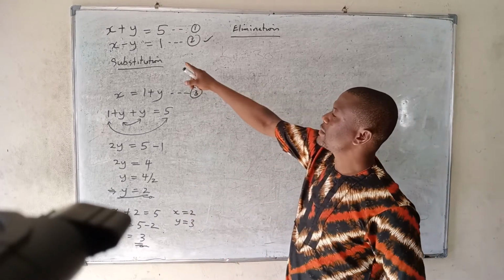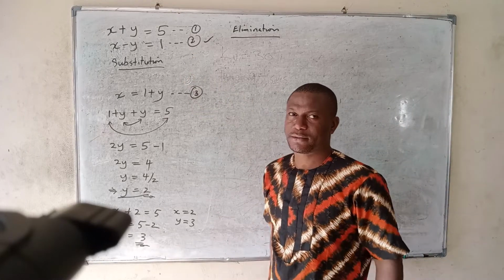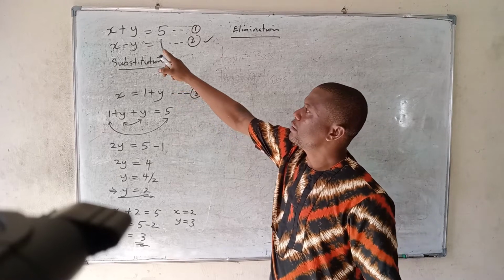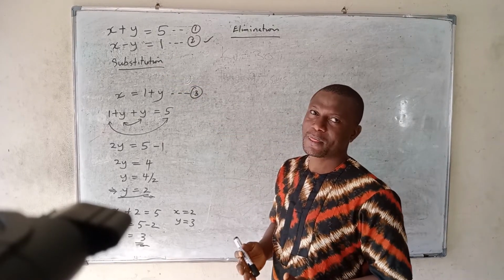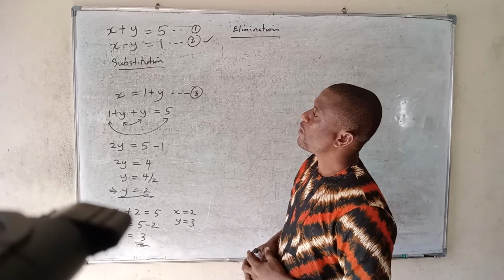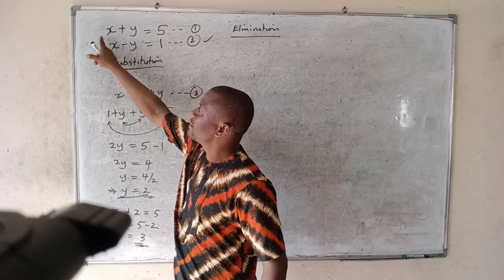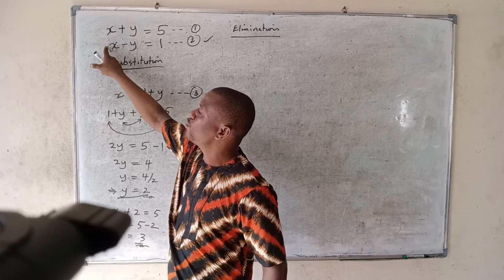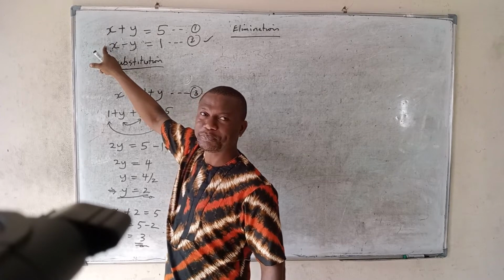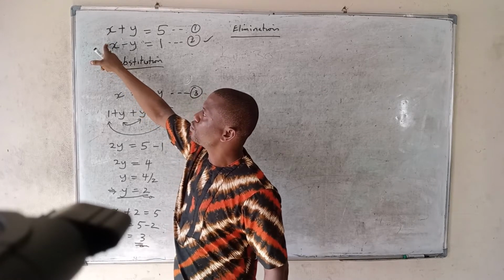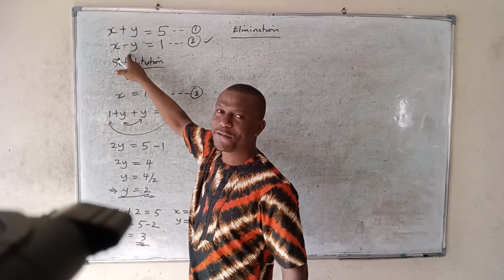So in this case, if you look at the equations, both coefficients are the same. If you look at x, what you can notice is that the signs of the two are the same. And when you also look at y, the signs are different.